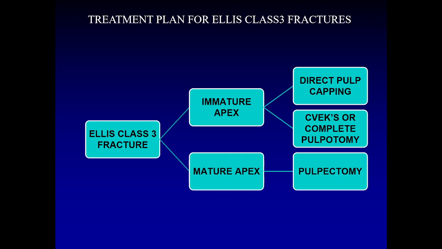So the child is 7 years or 8 years and he's come to you with a pinpoint exposure of the pulp. Pinpoint, okay? You will ask the age of the child, the age is 7 or 8. Meaning what? The root is not complete. Means what? It's an immature apex.